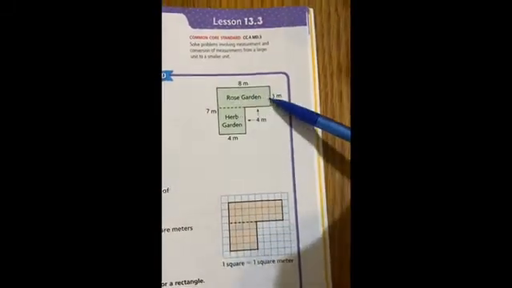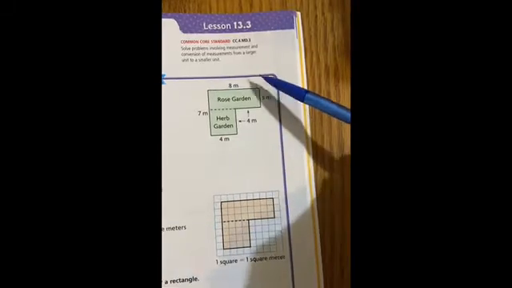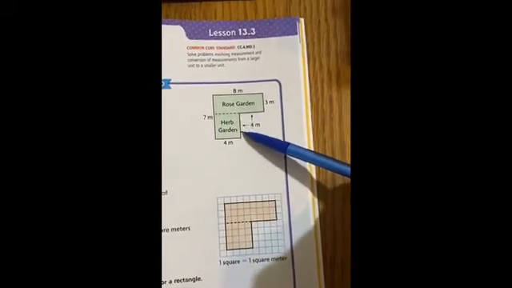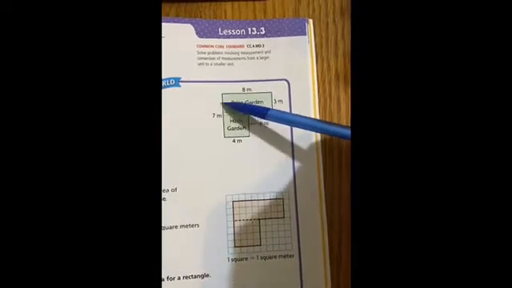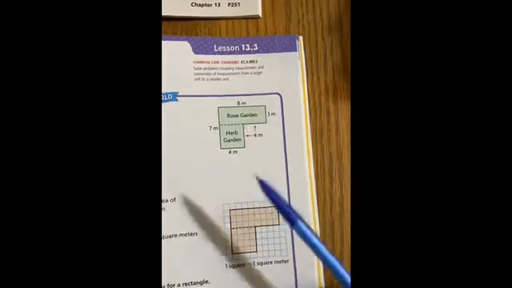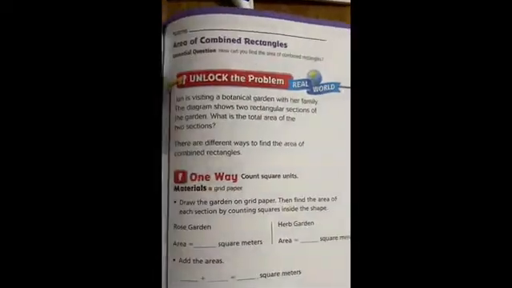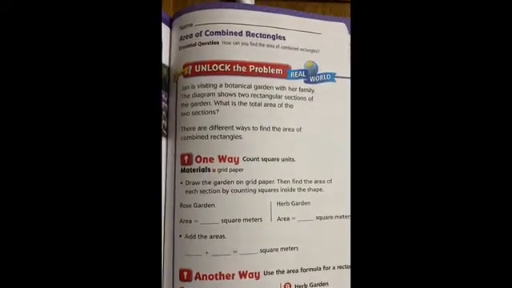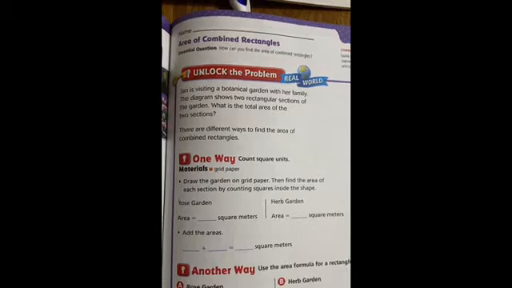You can see we've got the rose garden. We've got 8 and 3. This section is 4, this section is 4, this section is 4, and this longer section is 7. So we're trying to find the total area of the two sections. There are different ways to find the area of combined rectangles. One way is to count square units.